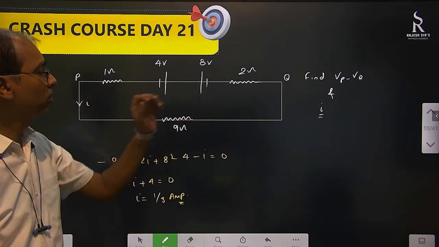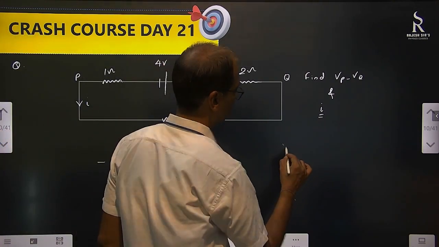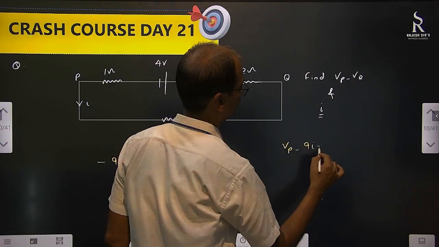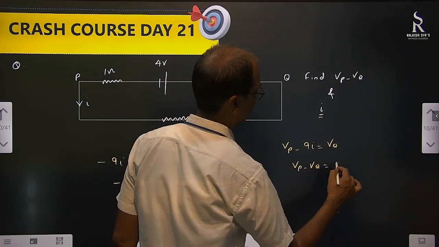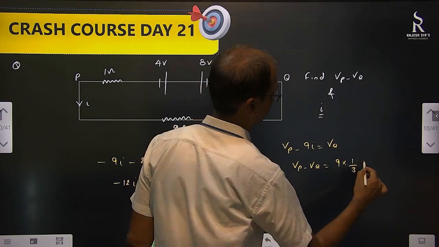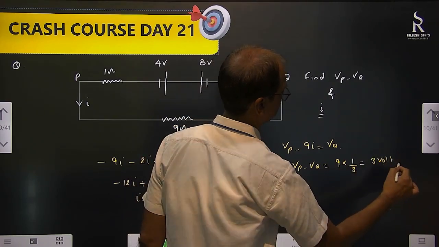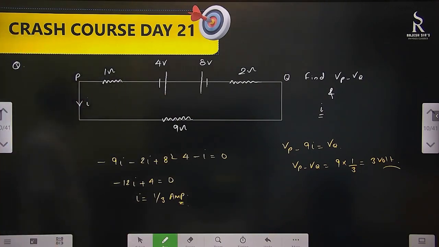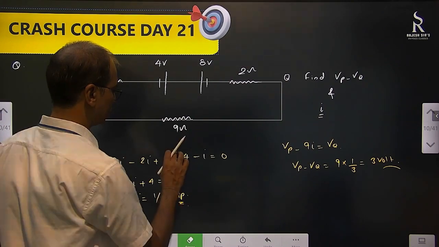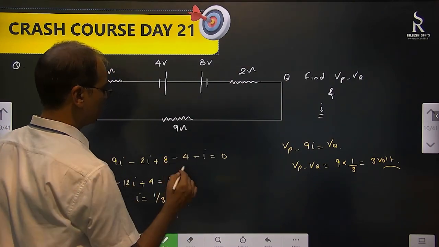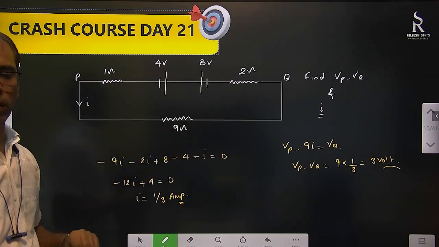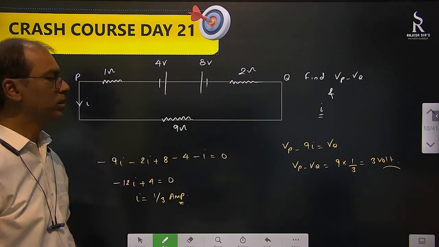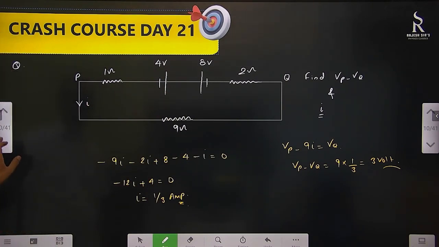Now Vp minus Vq. So like this only we can go. So Vp minus 9I equal to Vq. So Vp minus Vq equal to 9I, and I is 1 by 3. That means this is 3 volt. Okay, this is 3 volt. This is just Kirchhoff's law, nothing else. Loop law. From here we started like this. Potential drop across all the elements needs to be 0. Sum of potential drop across all elements should be 0.